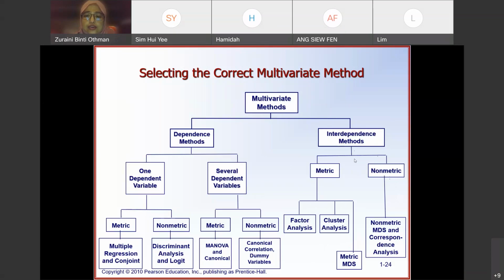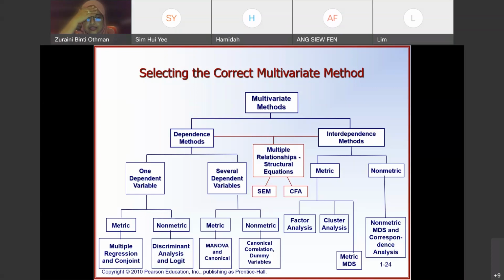Okay, if the data type for this interdependence is non-metric, then we have to do non-metric MDS and correspondence analysis. And this is the type of analysis. If there is one dependent variable and the data is metric, it is multiple regression and conjoint. For non-metric, it is discriminant analysis and logistic regression. For several dependent variables, metric is MANOVA and canonical correlation, and non-metric is canonical correlation with dummy variables.